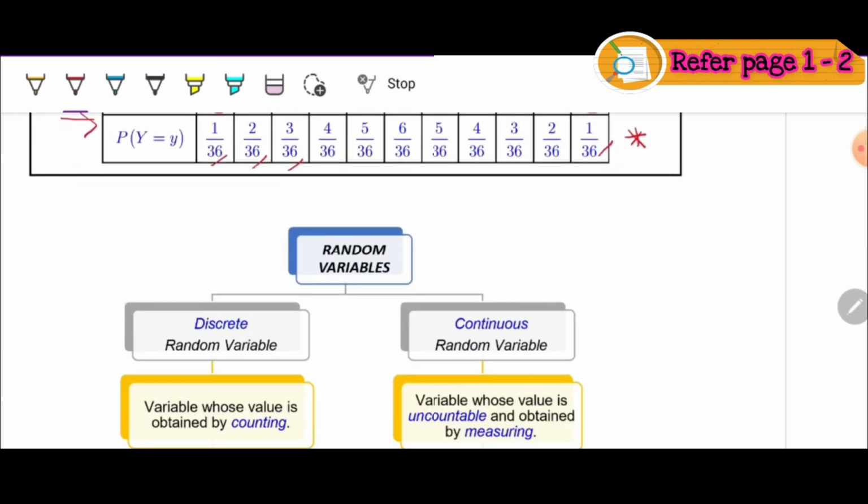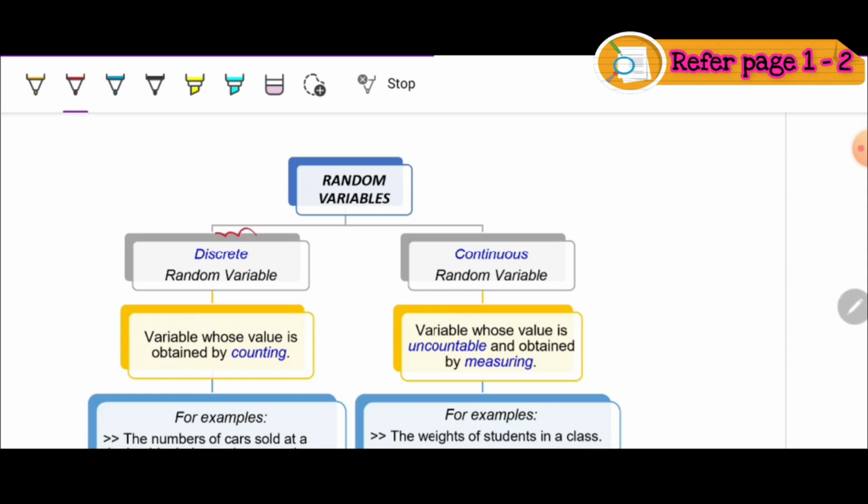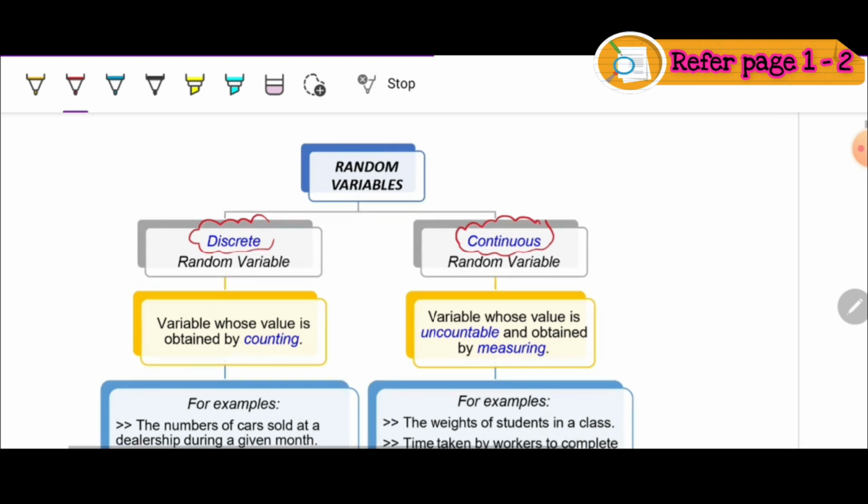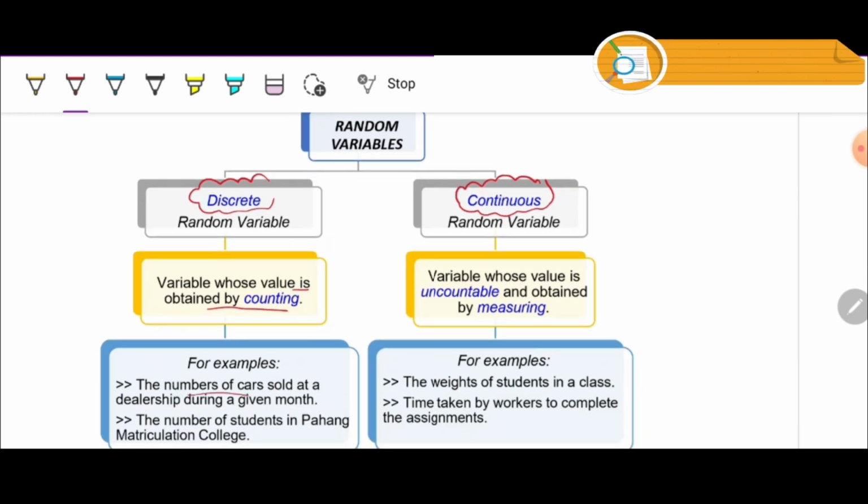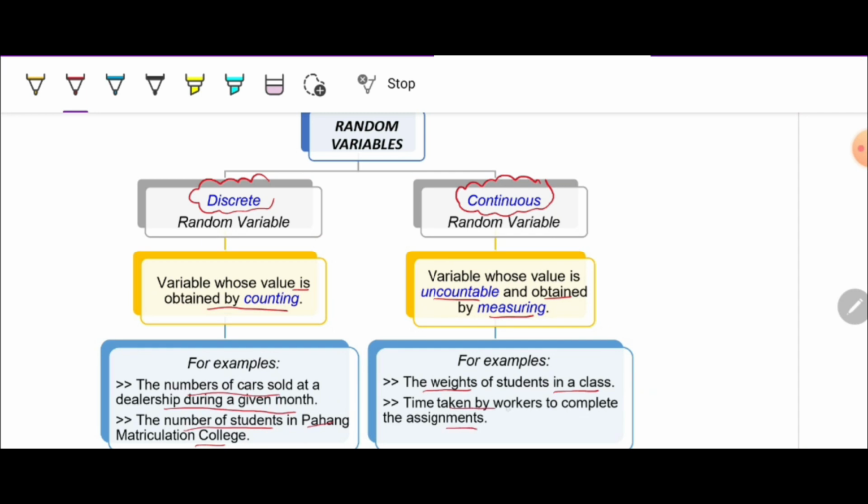Actually, there are two types of random variable, which are discrete and continuous. A discrete random variable is a value obtained by counting. For example, the number of cars sold at a dealership during a given month, or the number of students in KMPH. A continuous random variable is uncountable and obtained by measuring. For example, the weight of students in a class and the time taken by workers to complete an assignment.